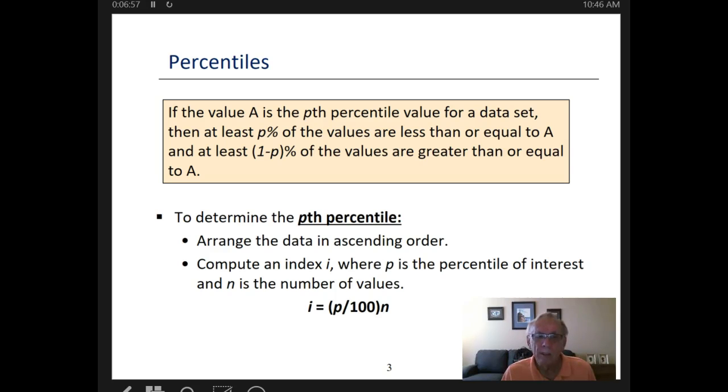look for. If the calculation that we go through puts us on an integer, add that number and the next number in the data set and divide by 2. That'll be our percentile that we're looking for. If the calculation is not an integer, use the next number in the data set.